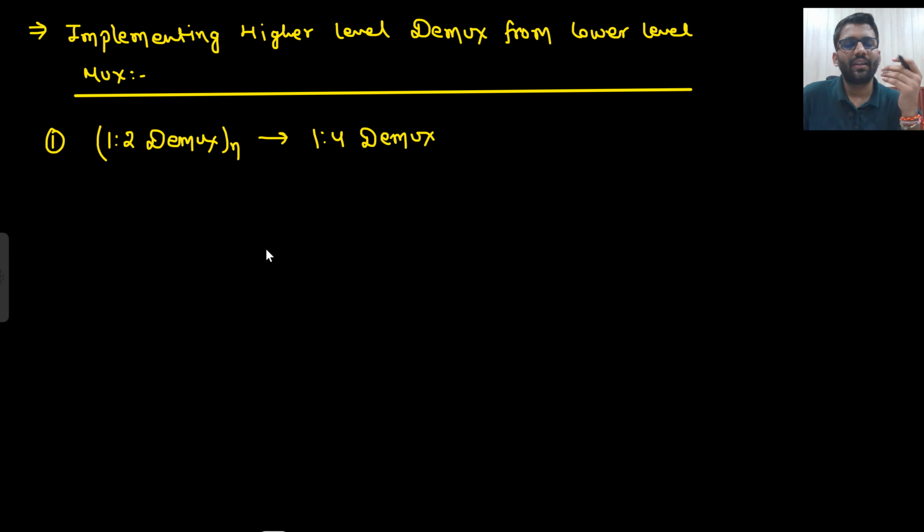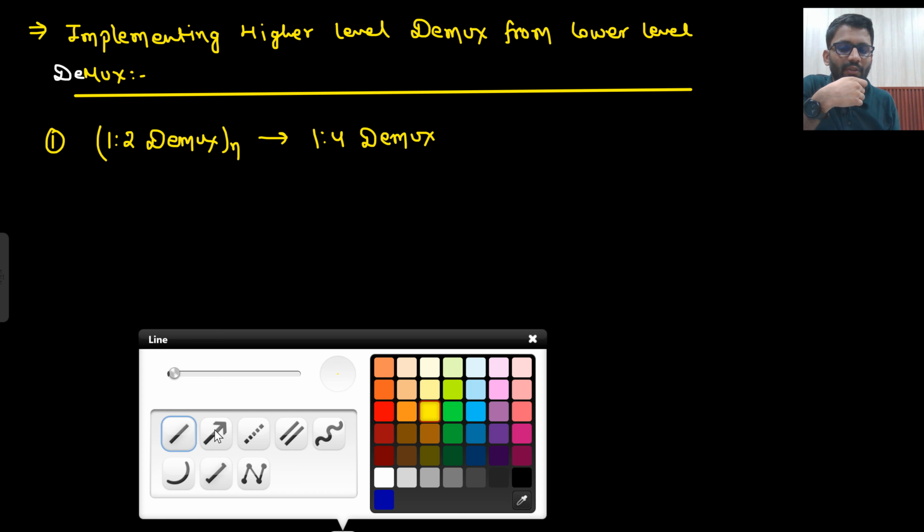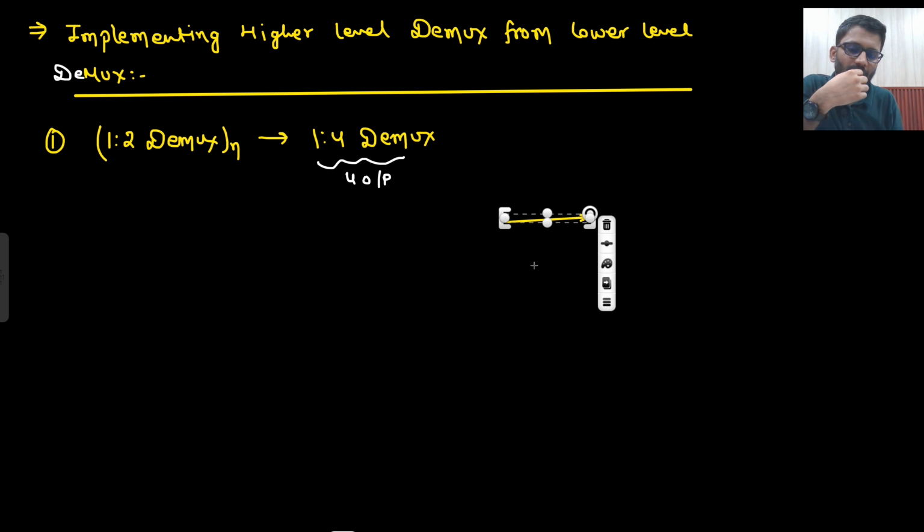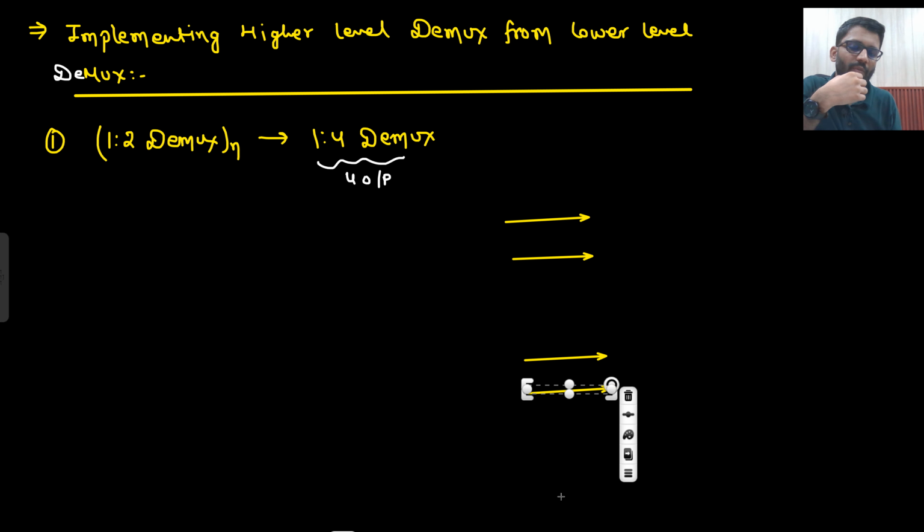So implementing higher level demux from the lower level demux. You need to make 1:4 demux from 1:2 demux. 1:4 demux means there will be 4 outputs. Do you agree? 1:4 demux means 4 outputs. So there will be 4 outputs: 1 output, 2 output, 3 output, 4 output.